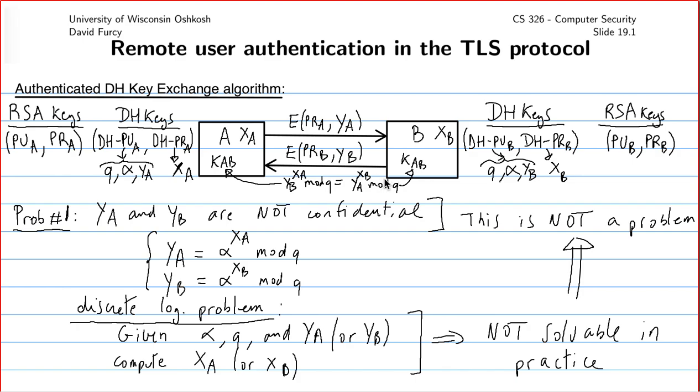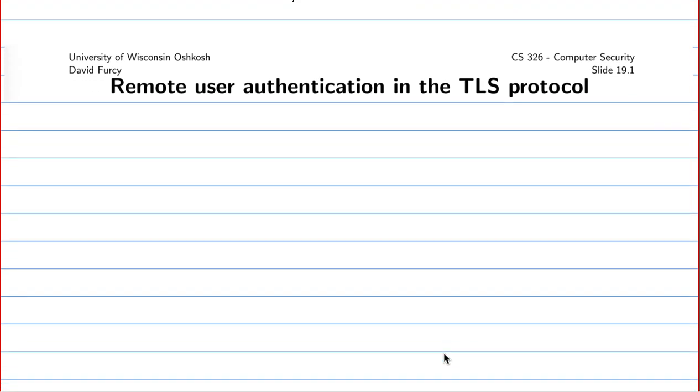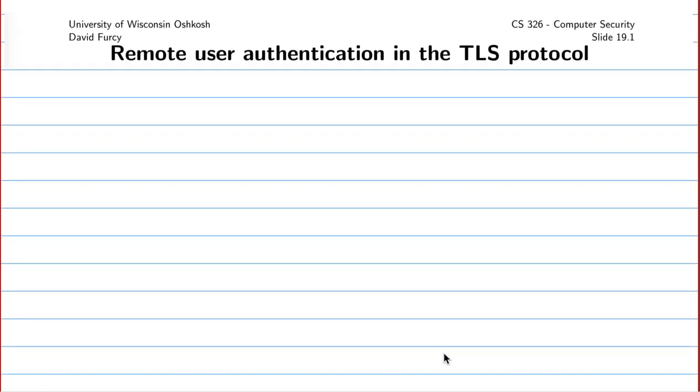Remember that from now on, we assume that the crypto is secure. So nobody can break the Diffie-Hellman, nobody can break the RSA algorithm. So now we're worried about weaknesses in the protocols. The bottom line is that the fact that the protocol keeps those two values in plain text or available to everybody is not a weakness in the protocol, assuming that the crypto is secure. Okay, so that's the first problem that I wanted to mention.